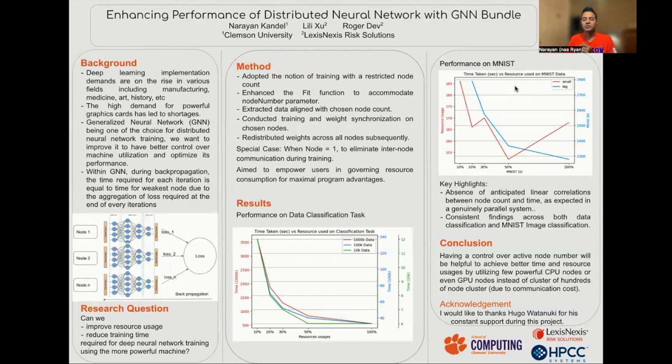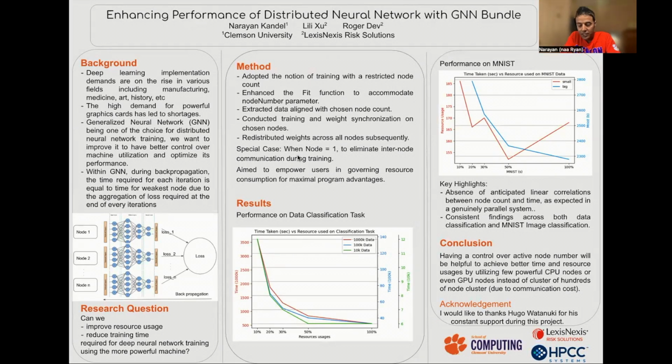We want to improve it to have better control over machine utilization and optimize its performance within a GNN during backpropagation. The time required for each iteration is equal to the time for the weakest node, due to the aggregation of loss required at the end of every iteration, which we can see in this block diagram. So the research question that we have is, can we improve that time, and can we improve resource utilization by throttling the number of nodes when we run the training?